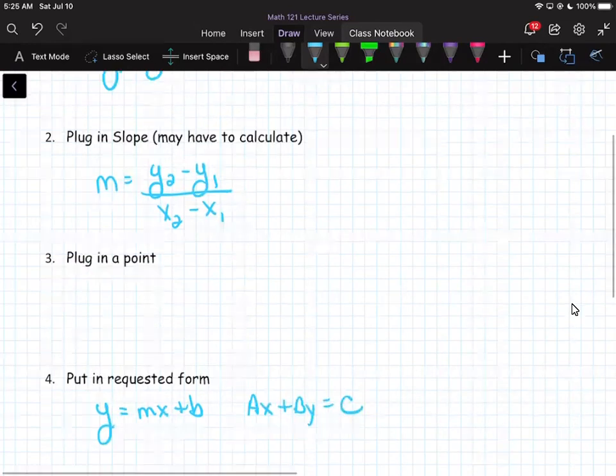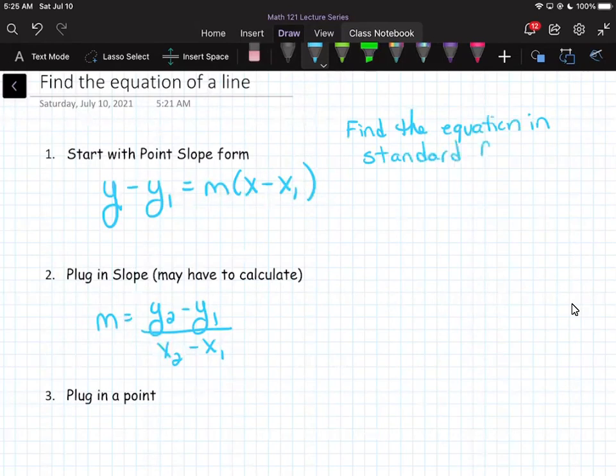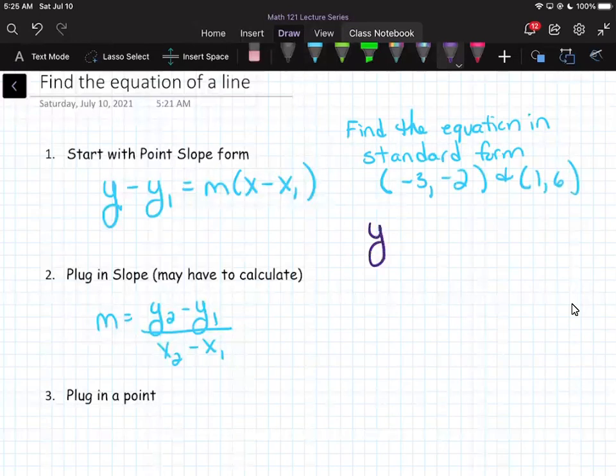Let's begin by looking at an example. We are going to find the equation of the line in standard form that passes through the points -3, -2, and 1, 6. To start, step 1 tells us that we are going to put it in point slope form. So we have y minus y1 equals m times x minus x1. Step 2 calls for us to find the slope and plug it in, but we don't know the slope, so we're going to use our formula.